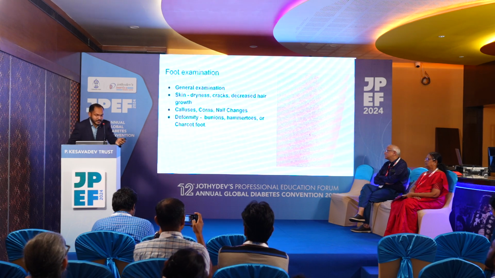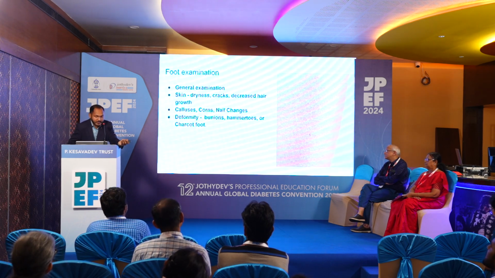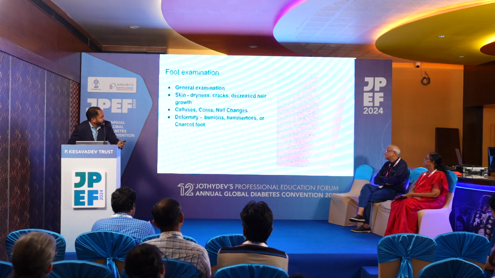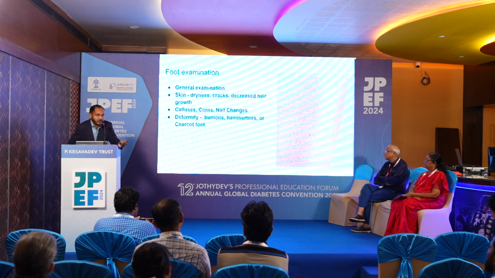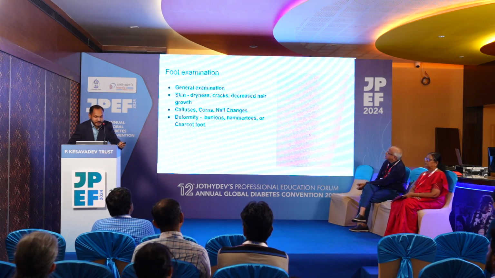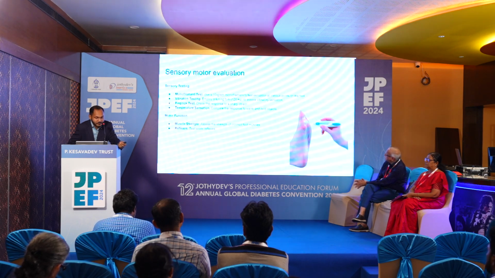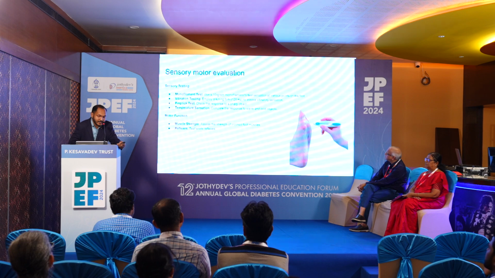So in general examination, when the patient comes to you, you have to examine the patient from head to toe. And when you look at the foot, you see that the skin is dry, it has cracks. I think you can see the image here. The skin looks very dry, cracky, and there is loss of hair in the leg. And that's a sign which shows that there is autonomic neuropathy and peripheral neuropathy. And then you have to look for any calluses, corns, changes in their nails, any deformities like bunions, hammer toes, and go for a sensory motor evaluation.